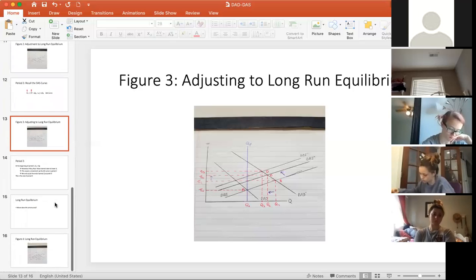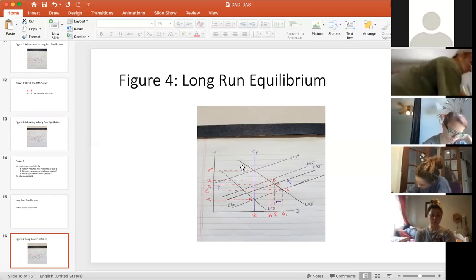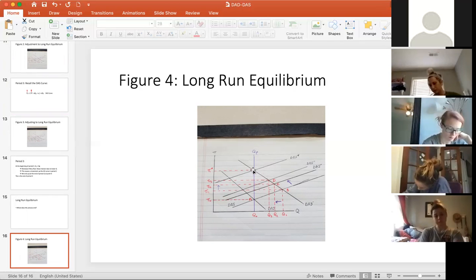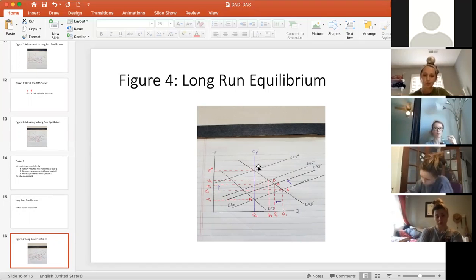Let me just jump ahead. We get to here at DAS star. And that's where everything stops. GDP is back to potential. And so the Fed doesn't have to raise interest rates anymore. And so that point that I forgot to label E is a short run equilibrium, but it's also a long run equilibrium. And that's where it stands. That's where we stay.